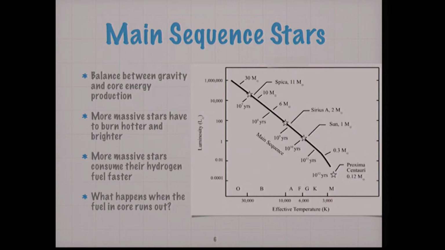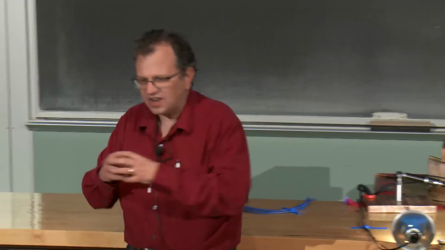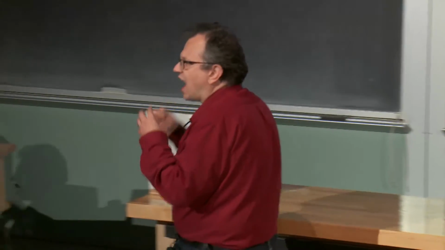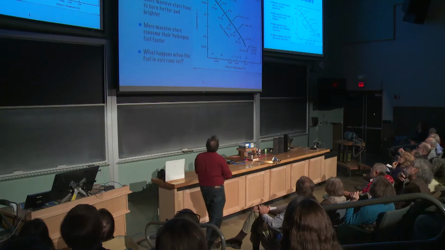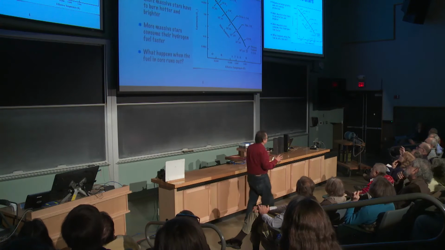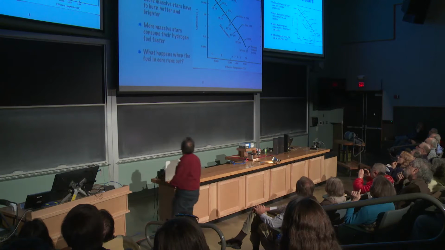A star is a balance between gravity, which is trying to pull it all in and collapse it, and the central energy production, which is pushing back out. It's making radiation that pushes back out. So a heavier star, more mass in the star, has stronger gravity, so the center has to be brighter and hotter to push back out and stop the collapse. So the massive stars have to burn hotter and brighter to stave off gravitational collapse.